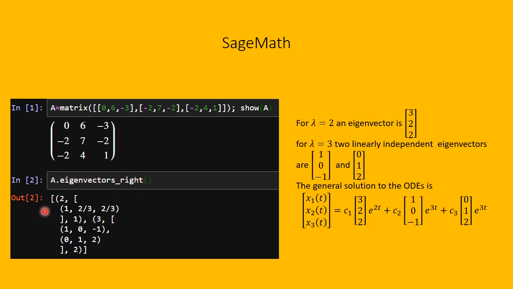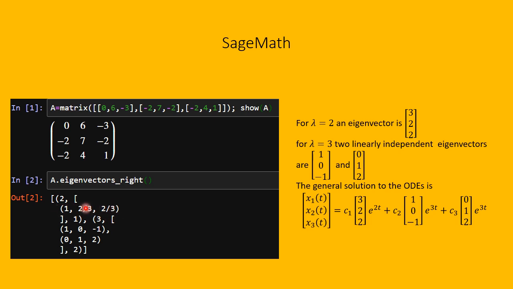And here's the output. We're going to have for the eigenvalue 2 the following eigenvector, 1, 2/3, 2/3, and there's only one in the set of linearly independent eigenvectors for eigenvalue 2. Then for eigenvalue 3, we have this eigenvector, 1, 0, minus 1, a second eigenvector, which is linearly independent from this first one, 0, 1, 2, and here we have two linearly independent eigenvectors corresponding to eigenvalue 3.